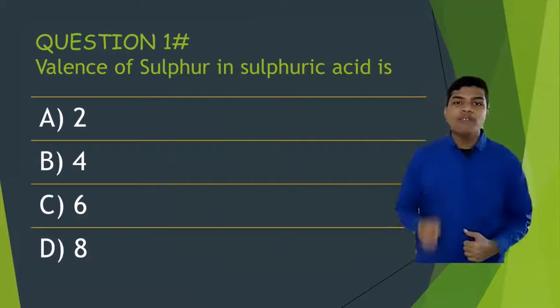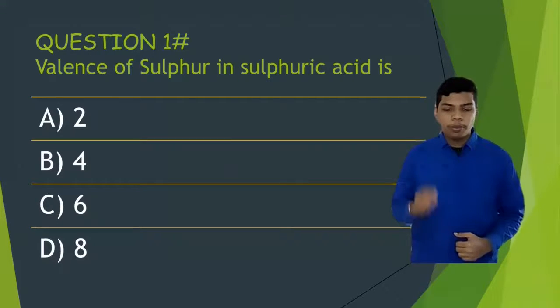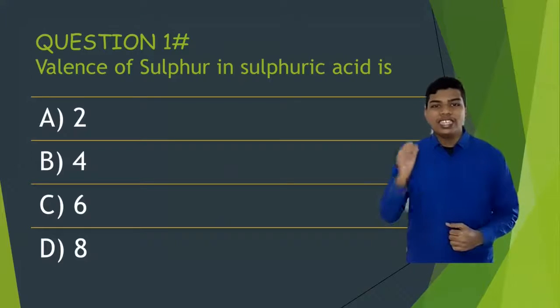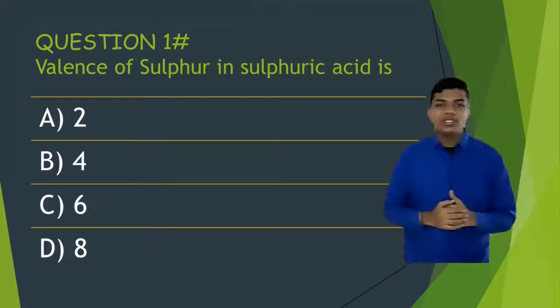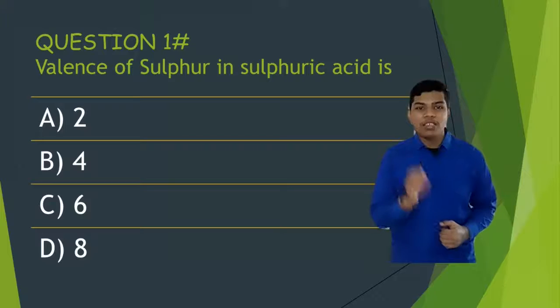The valence of sulfur in sulfuric acid is it A 2, B 4 or C 6 or D 8? What is your correct answer? The correct answer, friends, is B 4.